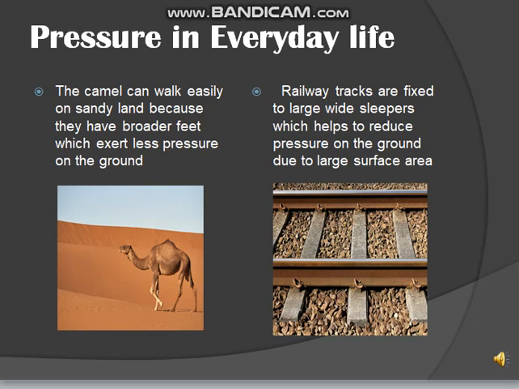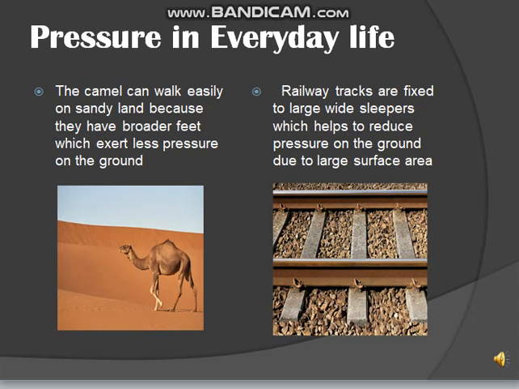Similarly, the railway tracks are there. On a railway track, large, wide wooden or steel sleepers are fixed. The heavy thrust of the train on the rail is spread over the large surface area of the sleepers. Because of the large surface area, the pressure is less, and it reduces the pressure on the ground and prevents the rails from sinking into the ground. So these are various examples which help us to understand the relation between the pressure and the contact area.